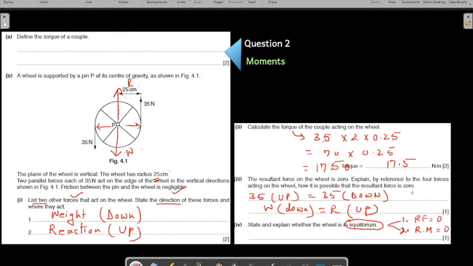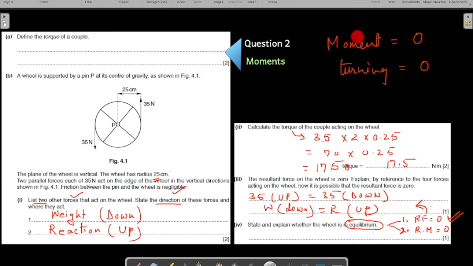Resultant force is 0, that we have understood in this part of the question. But is the resultant moment also 0? In this particular situation, is the resultant moment also 0? Resultant moment 0 means total moment is 0. Moment 0 means turning is 0. What is the definition of moment? Turning effect. Moment 0 implies turning is also 0.